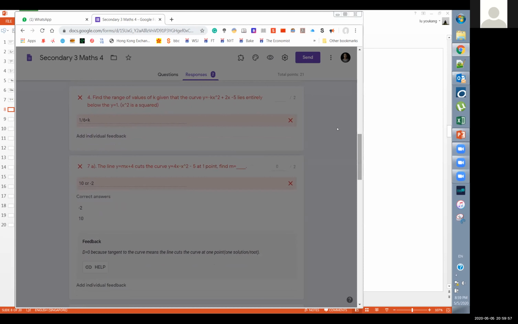Find the range of values. This one should be very easy already. Lies entirely below, so what you do? You just do this. I changed the question a bit, I hope you realize. So entirely below y equals 1. You equate to 1 first, then you put the 1 over, so it's this. So no solution, so the discriminant is less than 0.